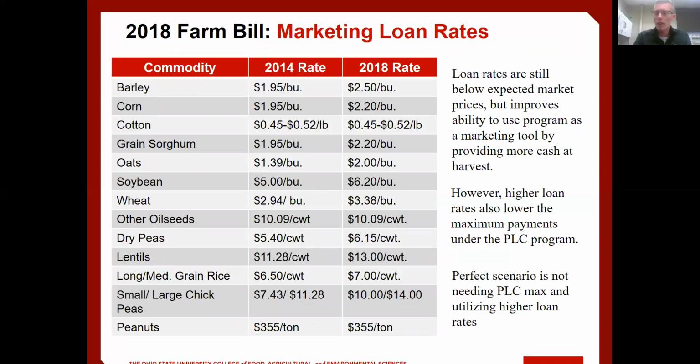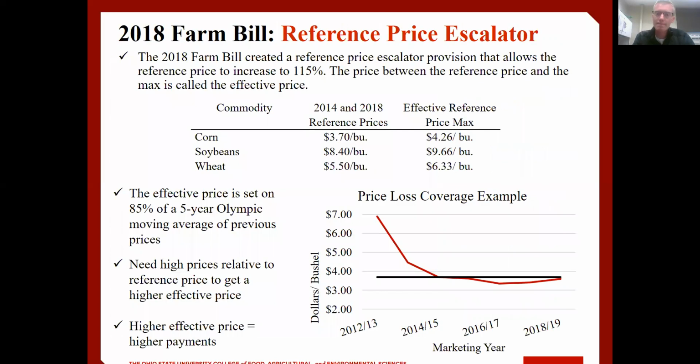Here are the marketing loan rates, as I just talked about. Again, right there, corn is $2.20, barley is $2.50. These are the marketing loan rates to help set up that cap on the PLC program. The ARC program is capped at 10% of the benchmark, whereas the PLC program is capped at the difference between the PLC rate and the marketing loan rate. So just something to keep in mind.